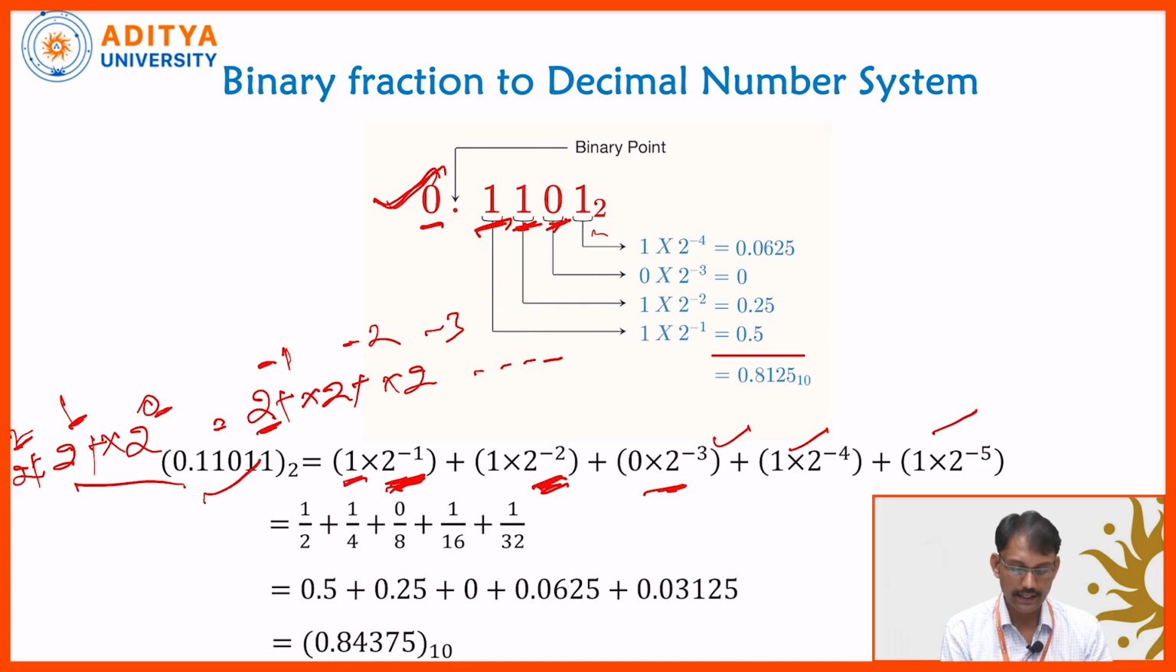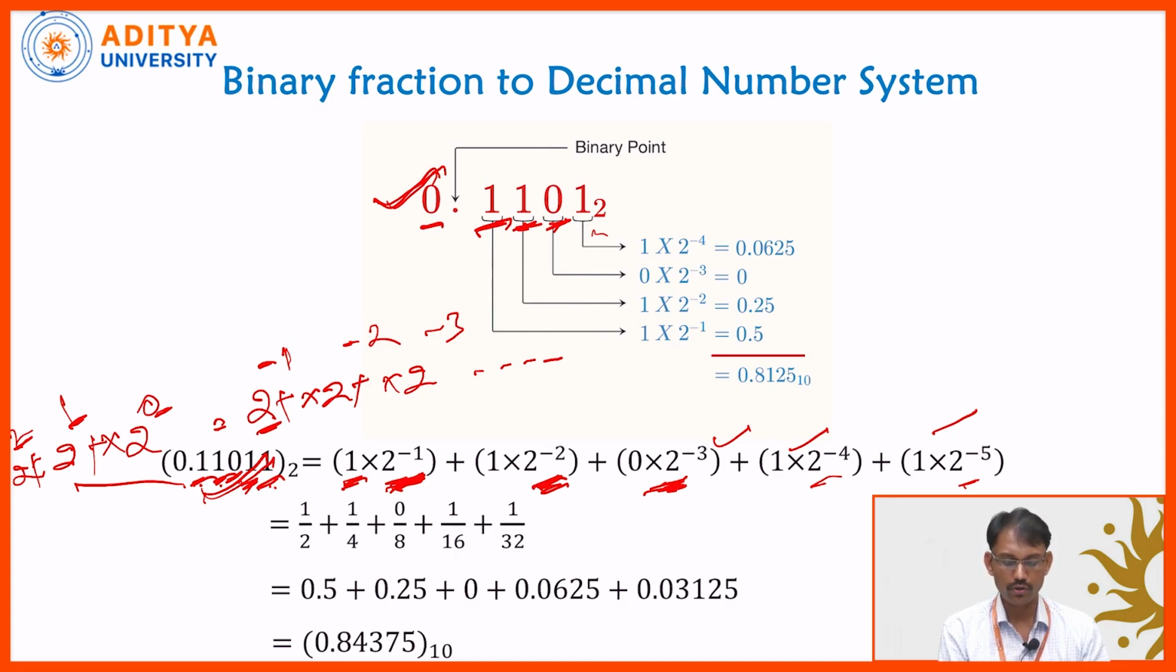Again I have taken one more example, 11011. This one is multiplied with 2 to the power of minus 1, this one with 2 to the power of minus 2, this 0 with 2 to the power of minus 3, this one with 2 to the power of minus 4, and the last one with 2 to the power of minus 5. So no doubt, here we are getting fractional values only.